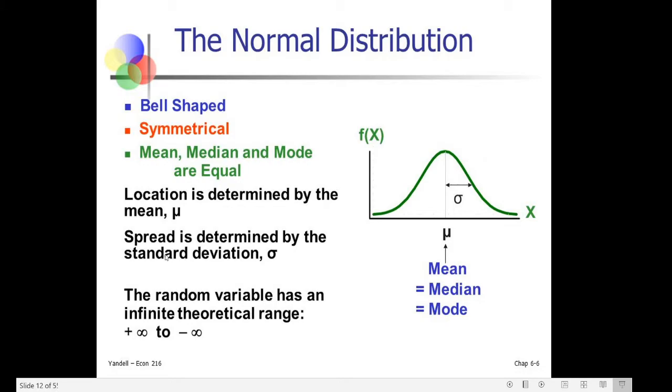symbols alone. In the sum itself, they provided the sigma value of the population. Sometimes they mention a standard deviation, otherwise they mention the sigma value or mu value; those words are there in the question. Next, the random variable has an infinite theoretical range. It may be from plus infinity to minus infinity.